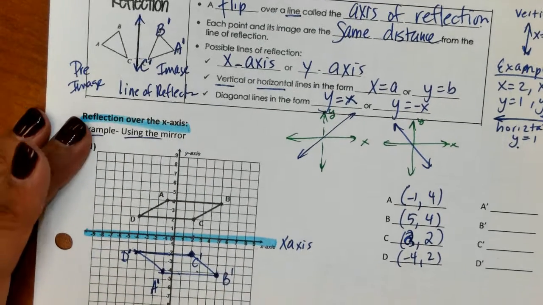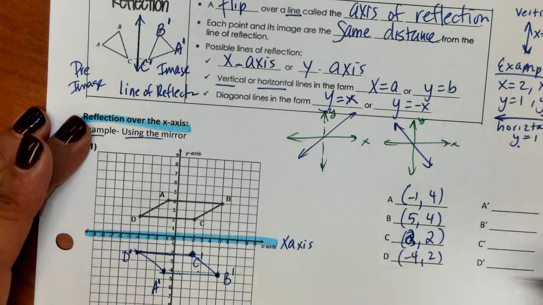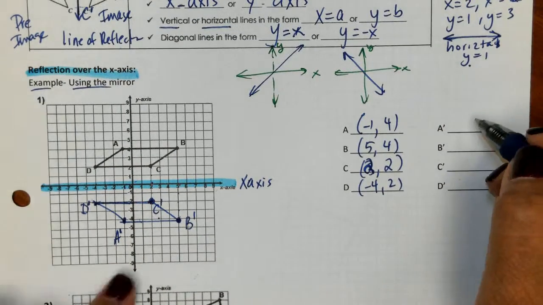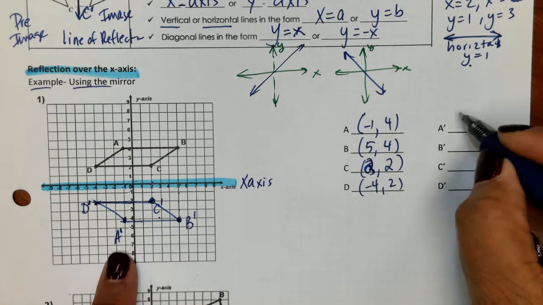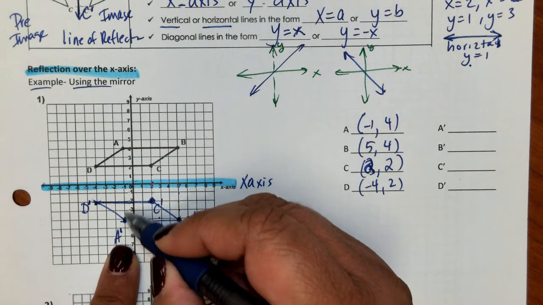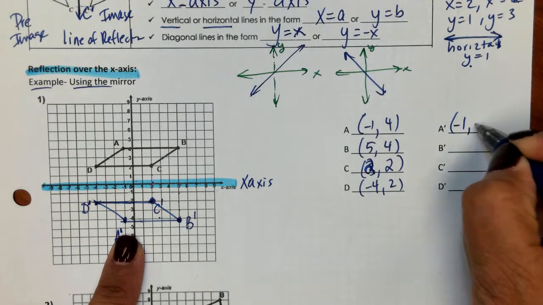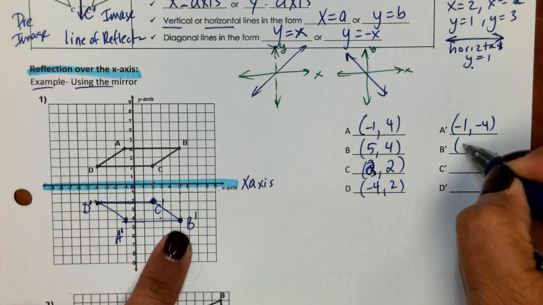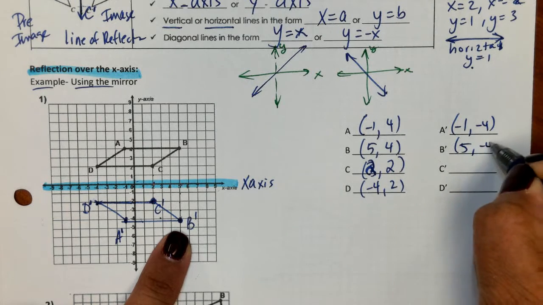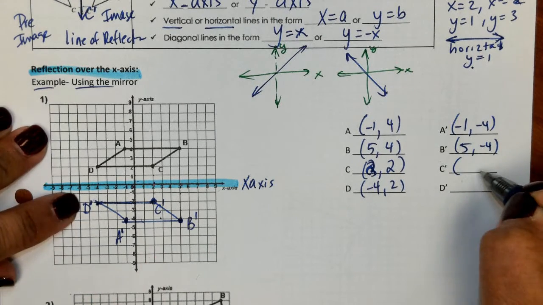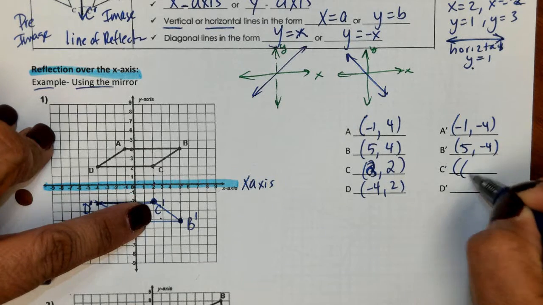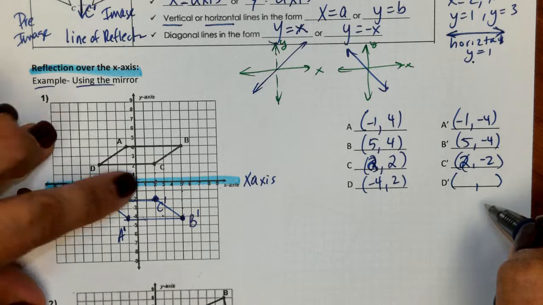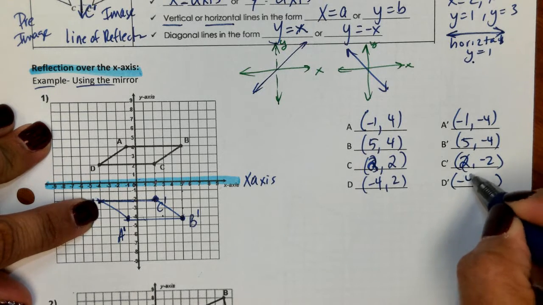Okay? And so, here we go. A prime, B prime, C prime, D prime. And over here, we're going to write in the numbers. So A prime is (-1, -4). B prime is (5, -4). C prime is (2, -2). And then D prime is (-4, -2).